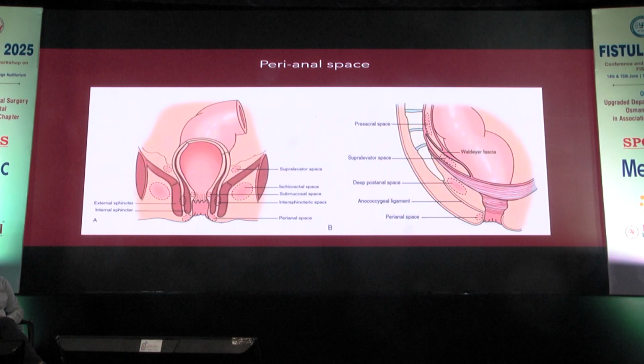Coming to the higher spaces, like the pre-sacral space, supralevator space and deep post-anal space, you can see such abscess cavities at higher levels. These are all above the puborectalis, and in the adjacent figure you can see these abscess cavities above the sphincters and even the puborectalis.